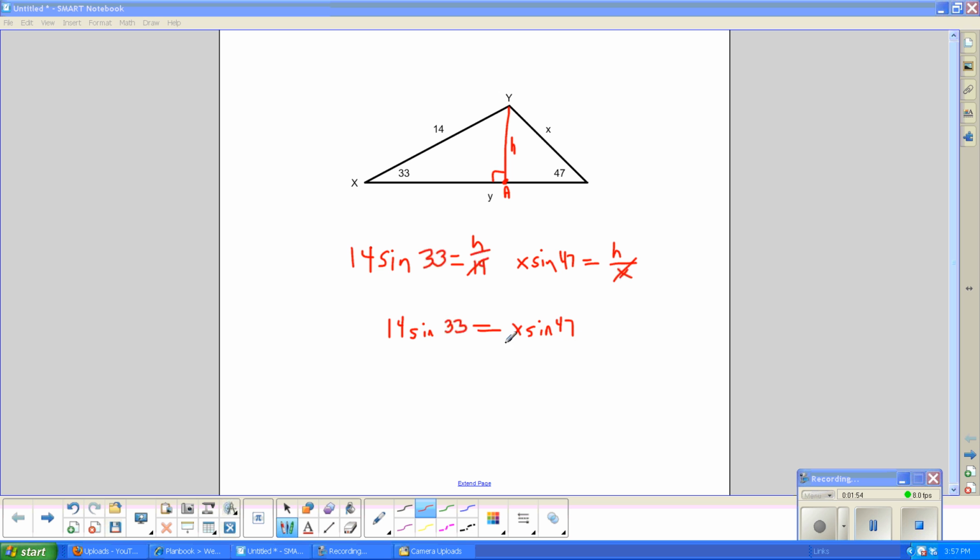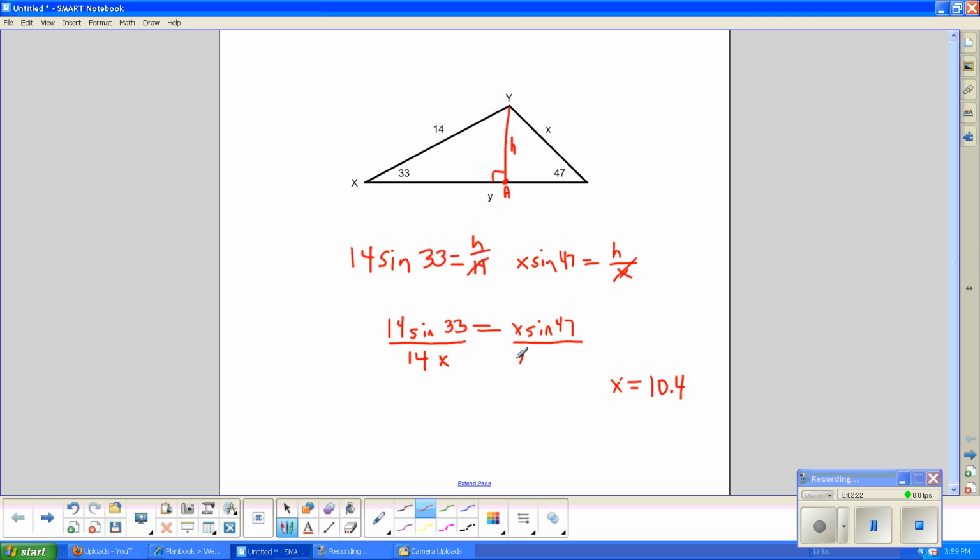And I can do that then by dividing by sine 47 on both sides. But instead of doing that right away, and if I do that, I get x equals 10.4. But I can also divide by 14x on both sides. I can do anything I want as long as I do it to all terms on both sides.